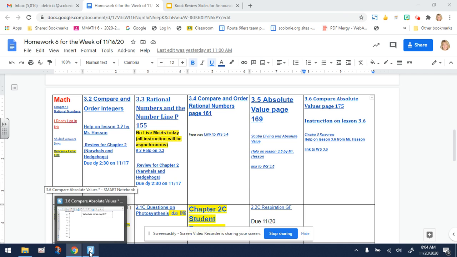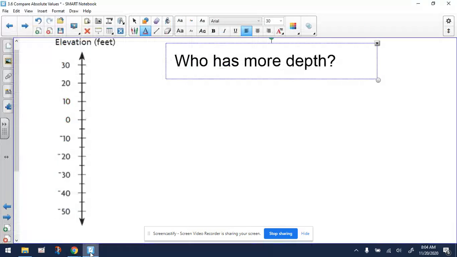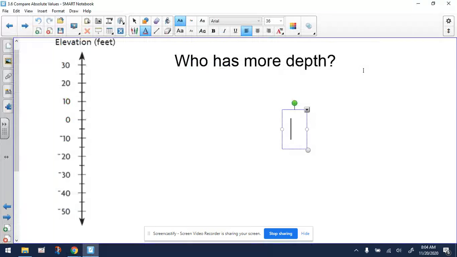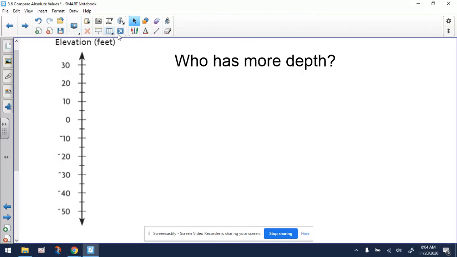We're going to be talking about lesson 3.6, which is on compare absolute value, which can be found, your homework is on page 175. Let's look at a simple example. We talked about this in class a little bit, and we'll use the example of your scuba diving or your snorkeling. And if you're at sea level, you would be right at 0.